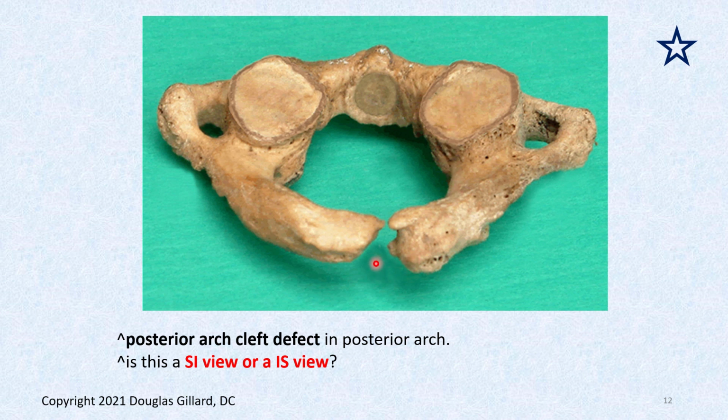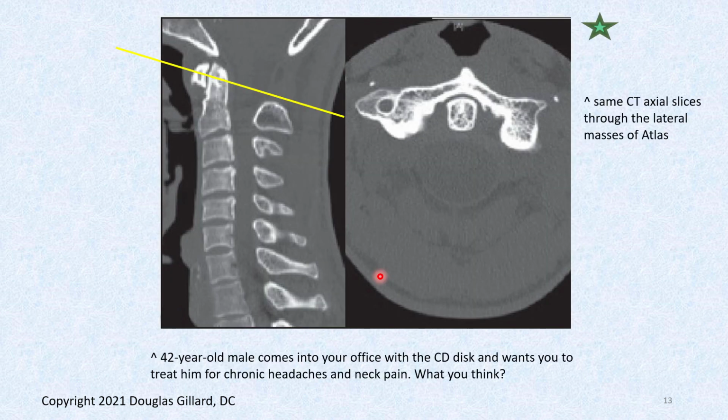But the point is, look at that. We have a nice cleft defect in this specimen. Good. All right, now check out this one. A 42-year-old comes in your office, was in the hospital, got a CT scan, brings the disc, wants you to treat him for chronic headaches and neck pain. What do you think? What do you see?